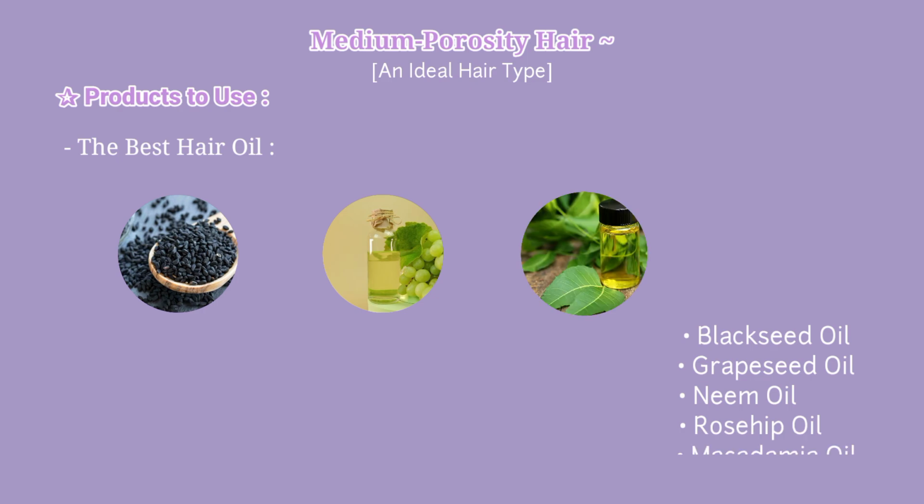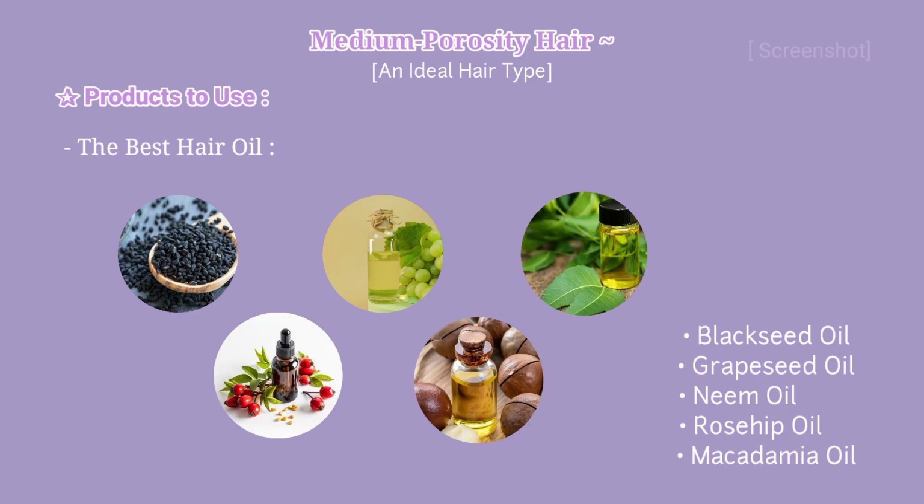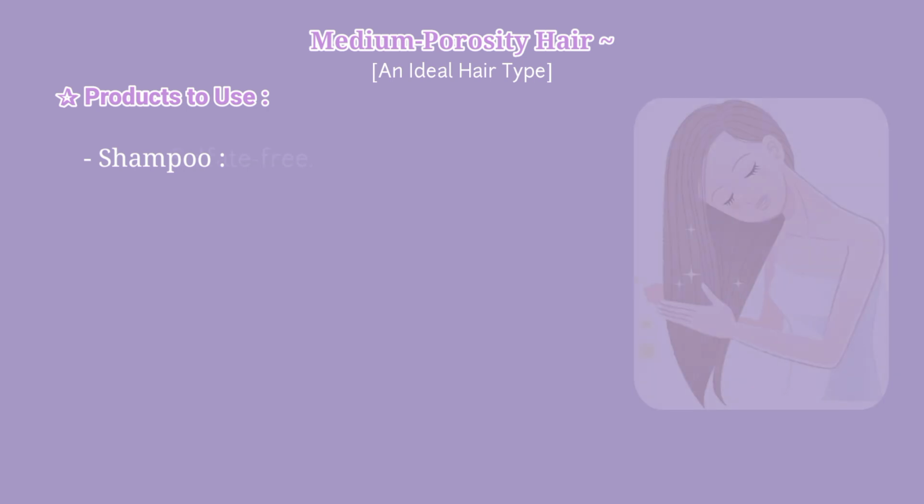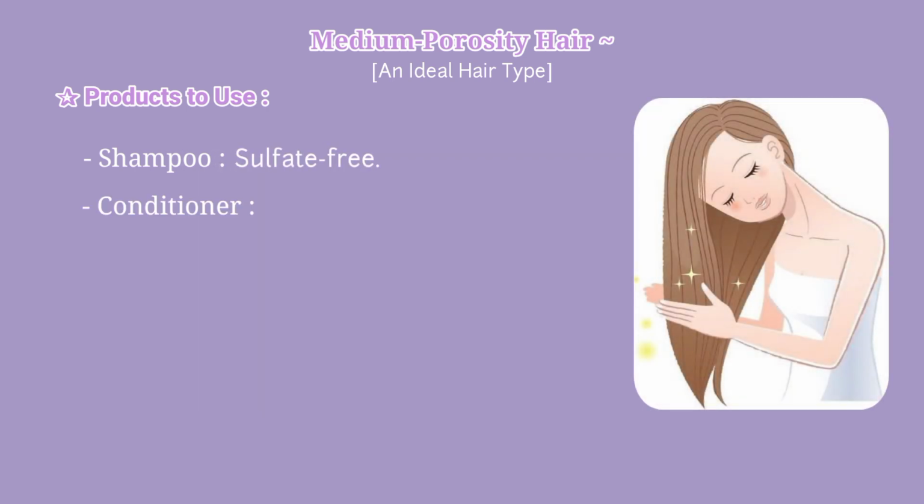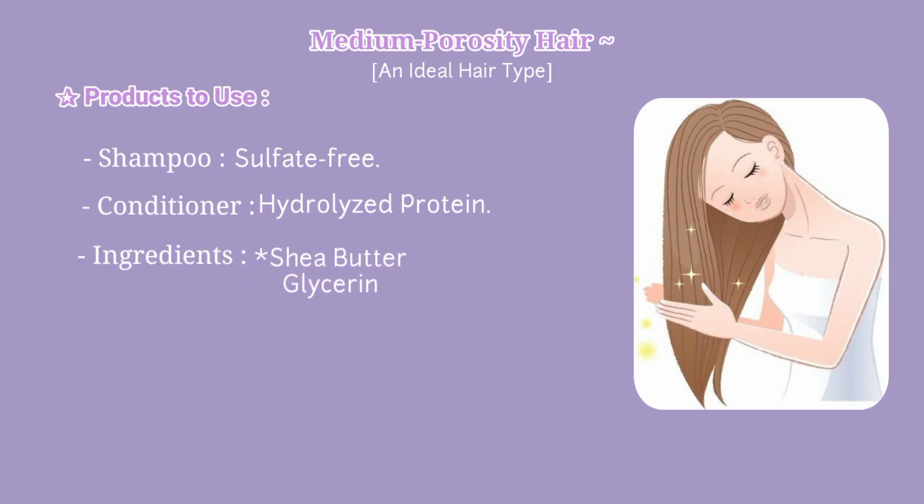Products to use. The best oils for medium porosity are black seed, grapeseed, neem, rosehip, and macadamia oil. For shampoo and conditioner, consider sulfate-free shampoo, hydrating conditioner with hydrolyzed protein, and hydrating styling products like leave-in conditioners and curl creams. Look for ingredients like shea butter and glycerin for moisture.